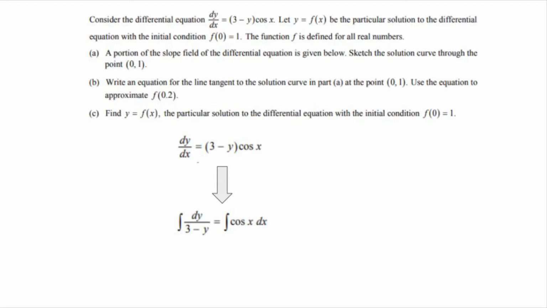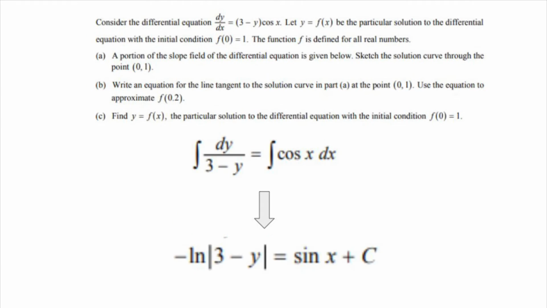So what we need to do is take our differential equation dy/dx equals (3 minus y) cosine x, and the first thing we need to do is separate our variables. What that means is we get the y's on one side of the equation and the x's on the other. And once we do that, we get dy over (3 minus y) equals cosine x dx. And right after that, we need to integrate.